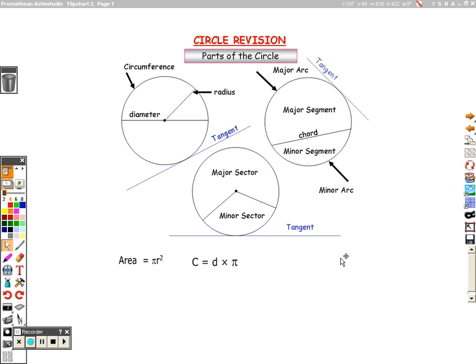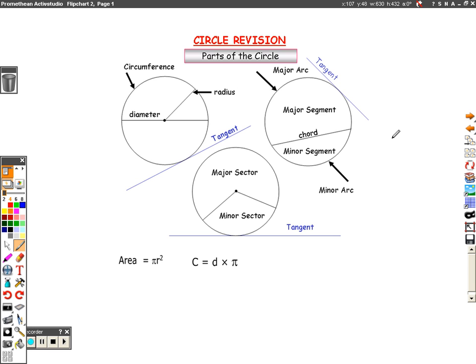Okay, year 12, you need to know all the different parts of the circle. You must learn these. You need to know your tangent, your radius, your diameter, your circumference. You need to know that a line that goes from one side to the other but does not cut through the centre is a chord. This is your minor section or segment because it's the smaller part, major segment because it's the bigger part.